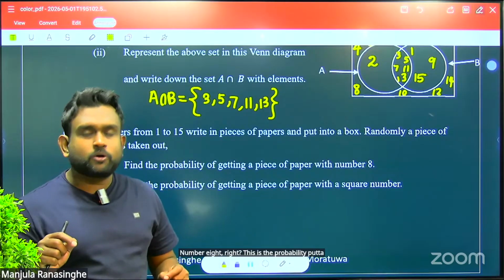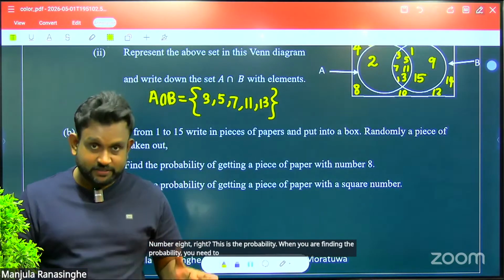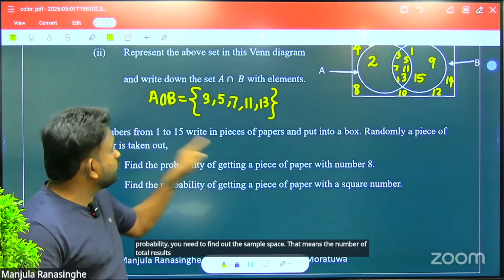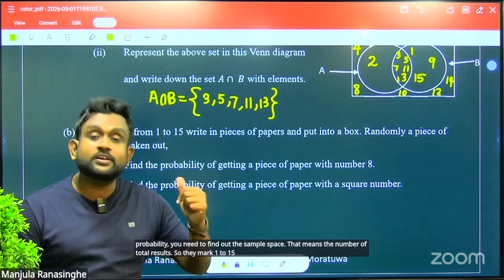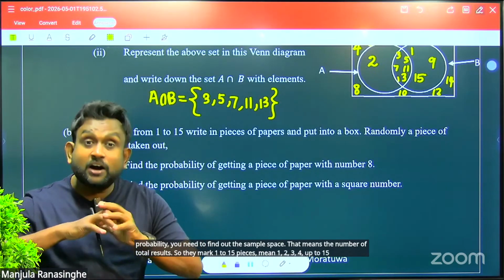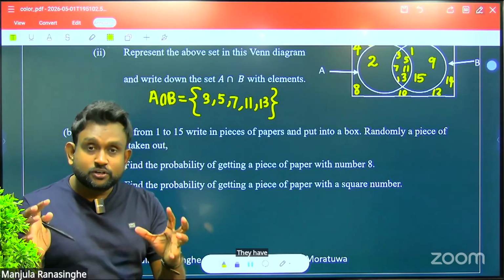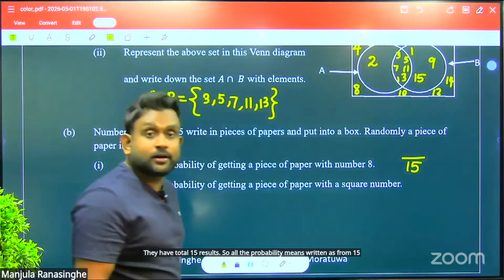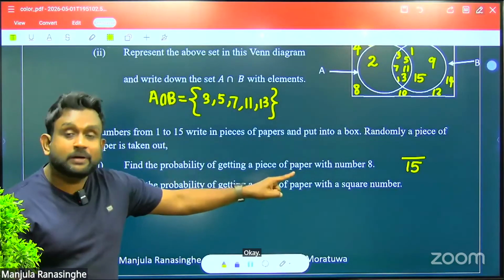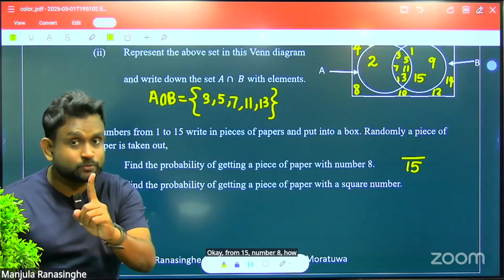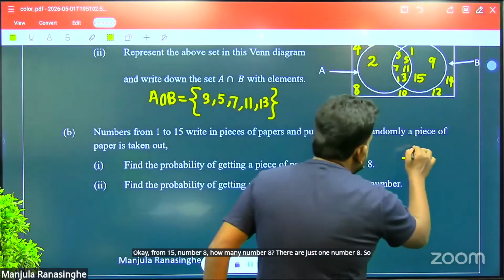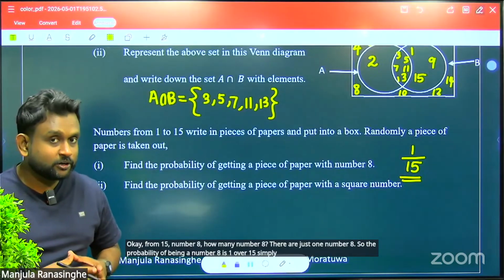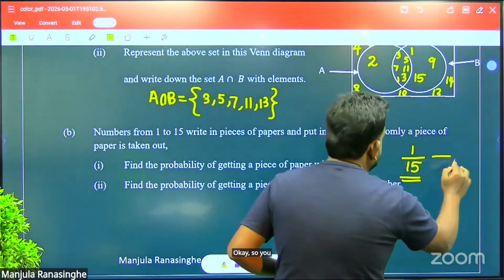When you are finding the probability, you need to find the sample space, that means the number of total results. They marked 1 to 15 on the pieces, meaning 1, 2, 3, 4 up to 15. They have a total of 15 results. So the probability is written as, from 15, how many number 8? There is just one number 8. So the probability of getting number 8 is 1 over 15. Okay, so you have 2 marks there.